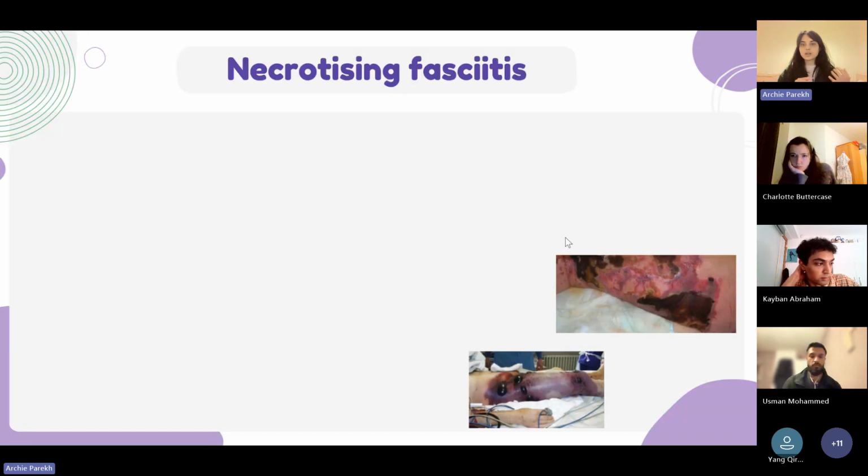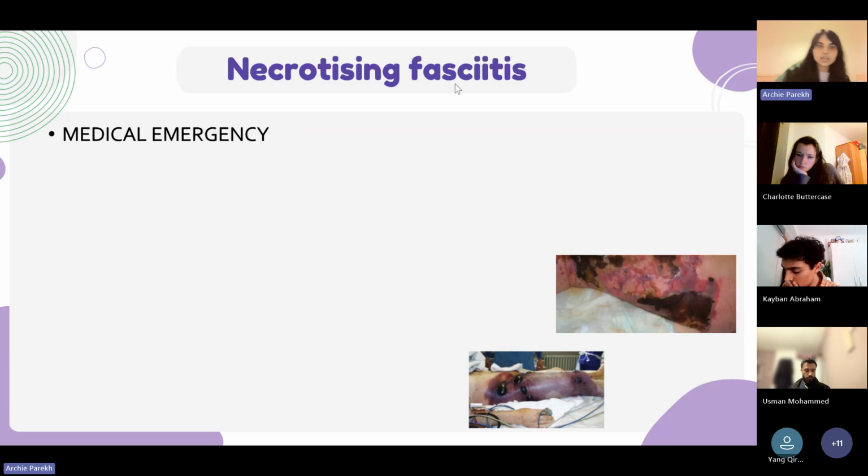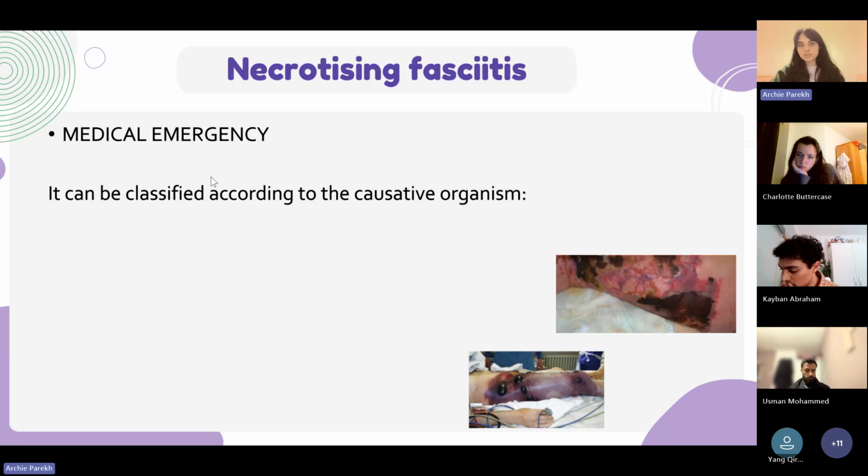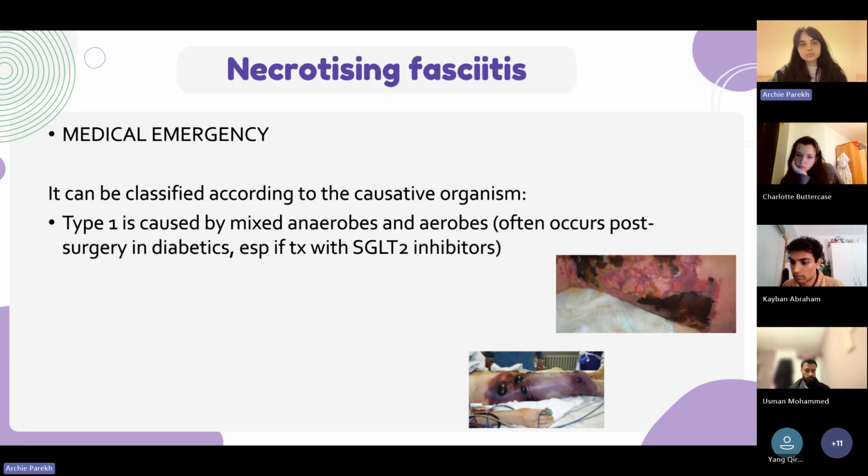So if you have acute onset, very, very severe pain, very severe symptoms, and progressing very rapidly, especially in a patient with risk factors, for him it was the diabetes and the fact that he was on an SGLT2 inhibitor, you're going to think of necrotizing fasciitis until proven otherwise. It's a medical emergency. You're going to call everyone you can.